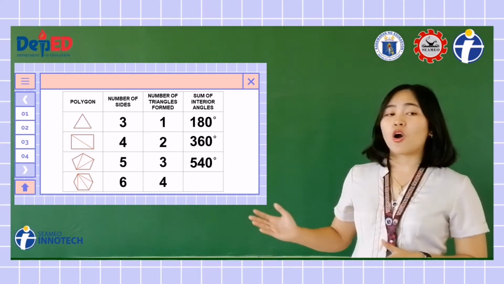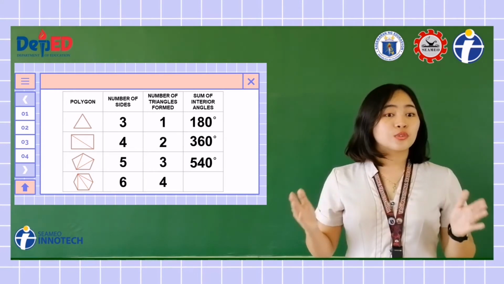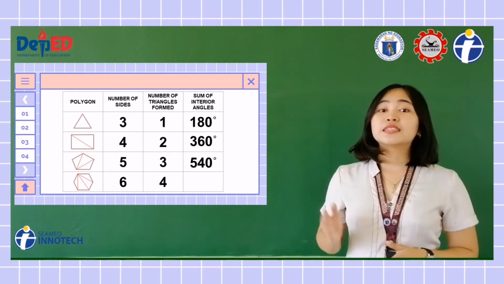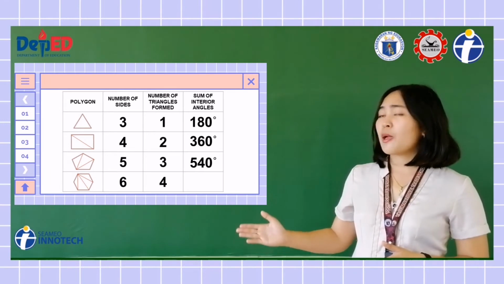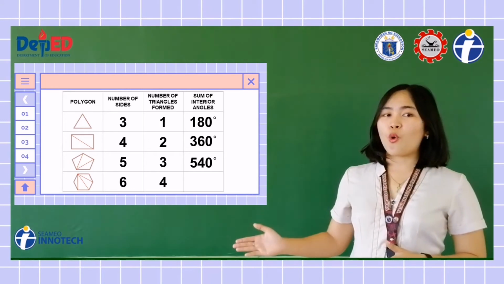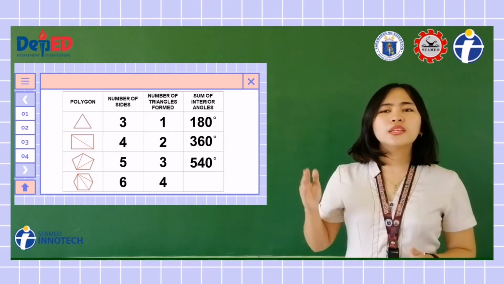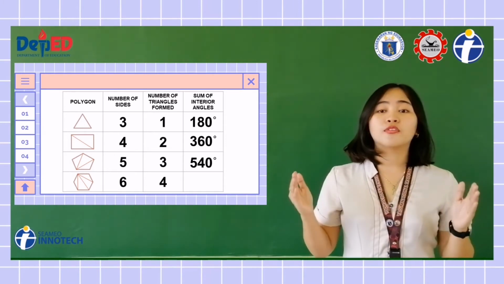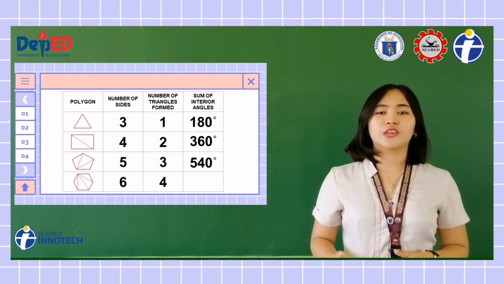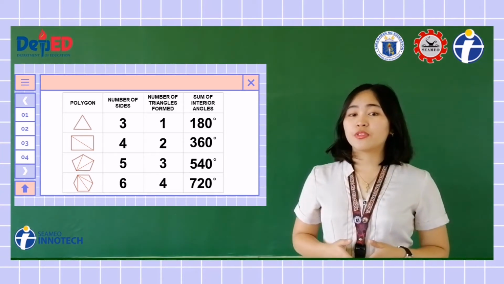Now, let's proceed to our next polygon. We have the hexagon. How many sides does the hexagon have? Okay, 6 sides. Now, how many triangles are being formed in the hexagon? Very good. 4. Now, since there are 4 triangles in this polygon, what is now the sum of the measures of the interior angles of a hexagon? Okay, very good. We have 720 degrees. Some of you already understood this topic.